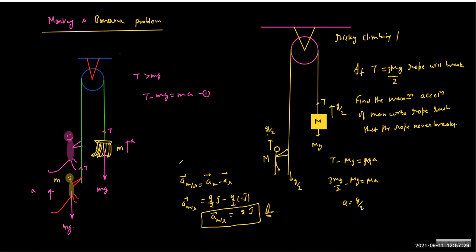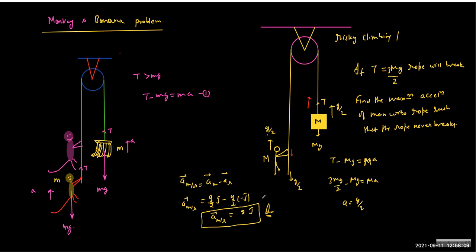The rope will go down with g by 2. The rope will go down because the block is going up. So if the block goes up, the rope will go down, isn't it? So I am talking about the rope in front of the man that is going down, right? And you have found the acceleration in the ground frame, not in the rope frame. So in the rope frame, he is going even faster, isn't it? Yes, sir. So that is why the answer is g j cap.